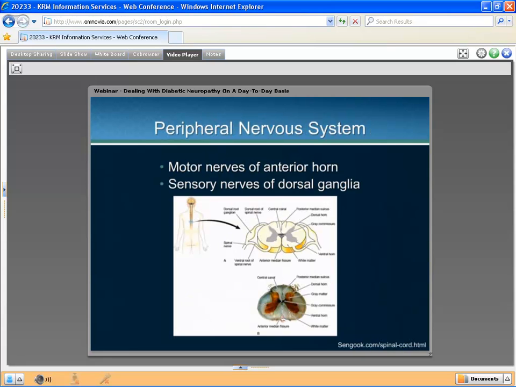And the peripheral nervous system is what we're talking about today, and that is anything that is not the central nervous system. Central nervous system is the brain and the spinal cord. Anything else is the peripheral nervous system. And we have the motor roots coming out of the spinal cord and the sensory roots going into the spinal cord. When these are involved in diabetic neuropathy, if the sensory root is involved, you're going to be having problems with numbness and tingling and pain and loss of sensation. If the motor root is involved, and both can be involved, this will cause problems with weakness.